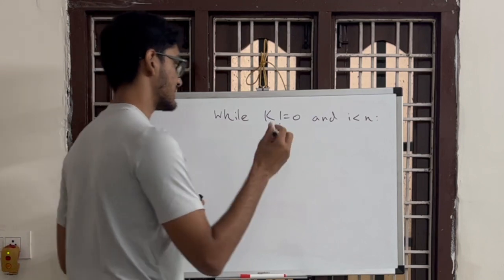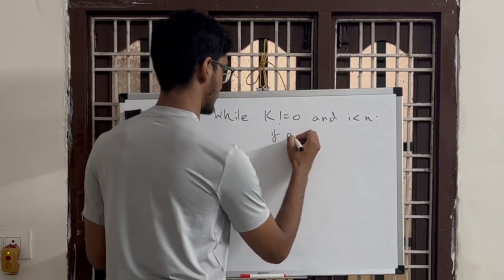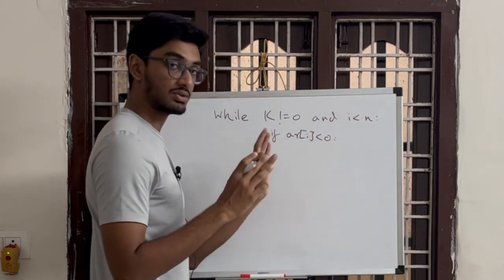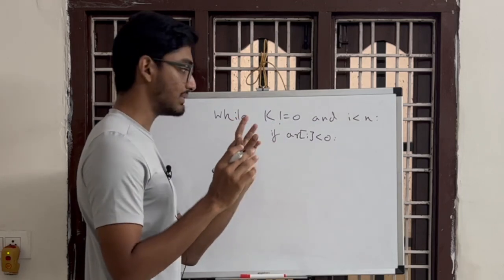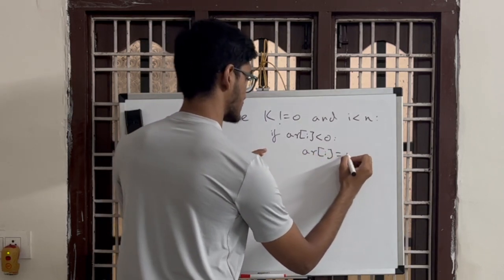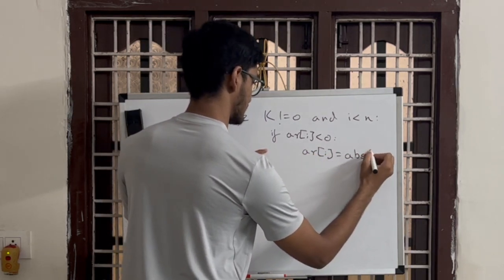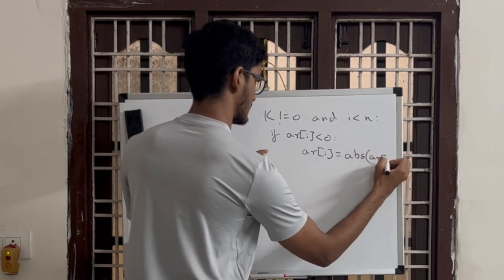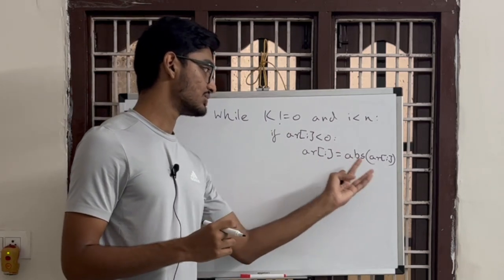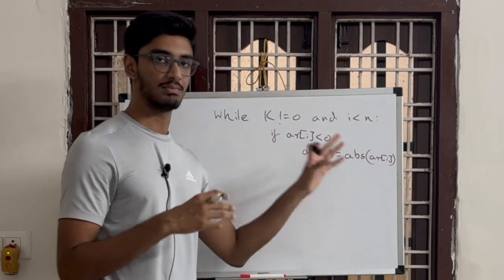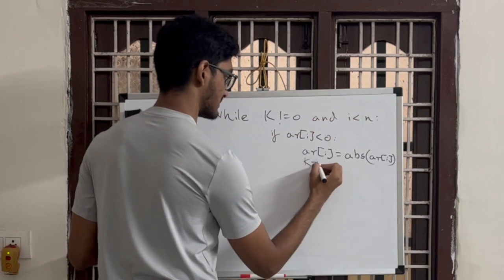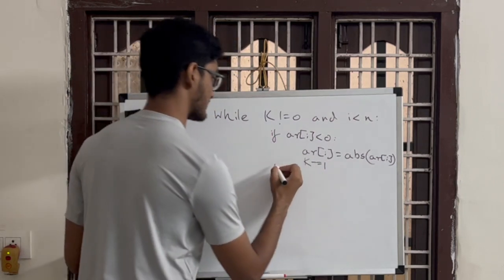First of all, if arr[i] is less than 0, then what we want to do is change the element in the array itself. So what we'll do is arr[i] equals the absolute value of arr[i]. We change the value of arr[i] to the absolute value. So if it is negative, it will become positive in Python. This is what we'll do, and k minus equals 1. We'll decrease k for each increment.